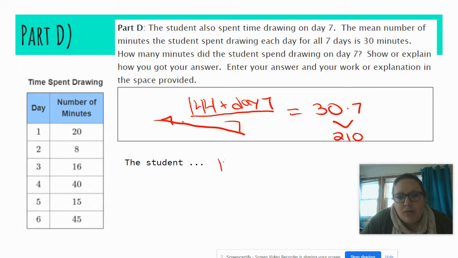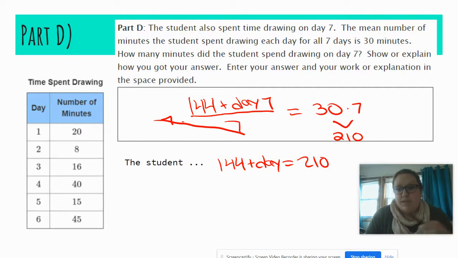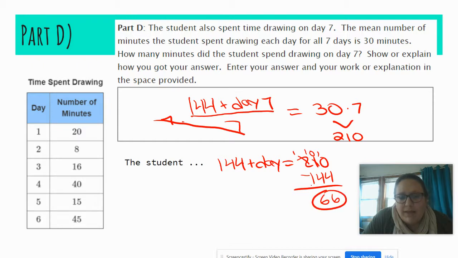So now, 144 plus day 7 would be 210. And again, we're multiplying by 7 because in the end, when we're finding the mean, we would be dividing by 7, and we want to work backwards. So now 144 plus the extra day would be 210. Now we're going to do 210 minus 144. So the student would have read 66 pages on day 7.